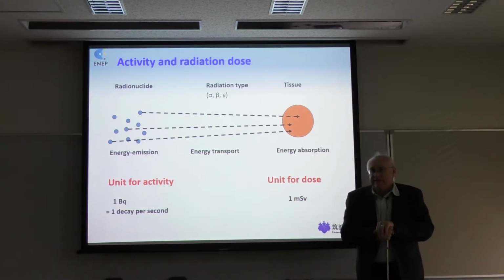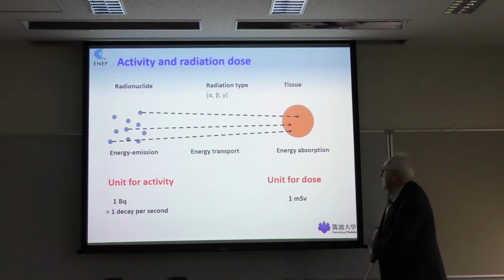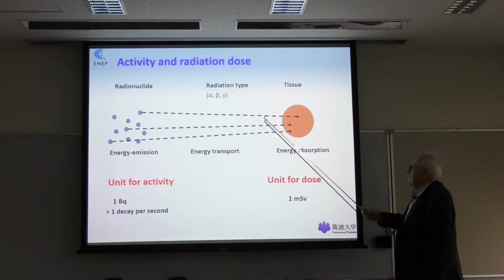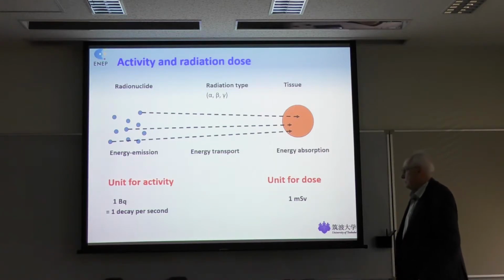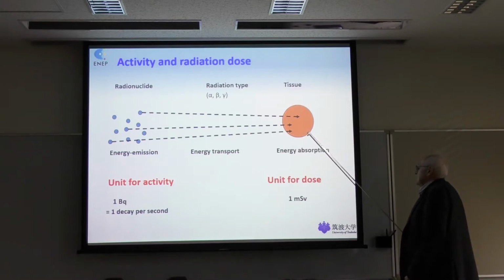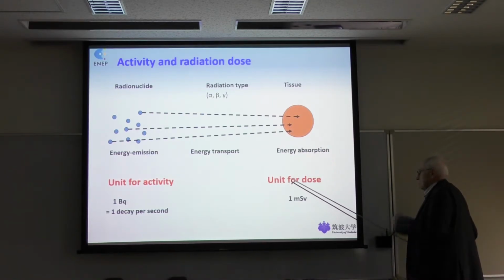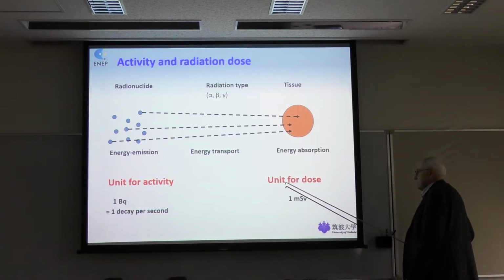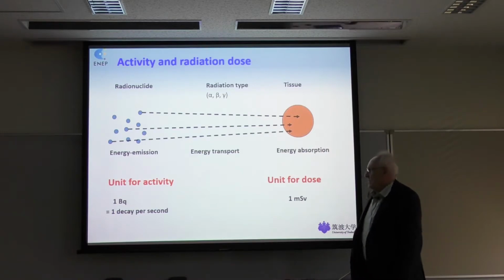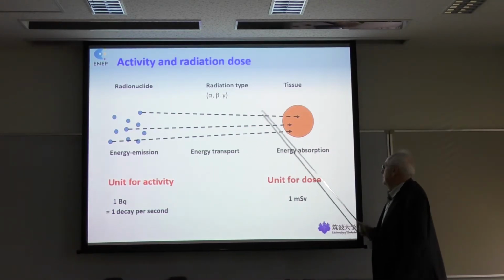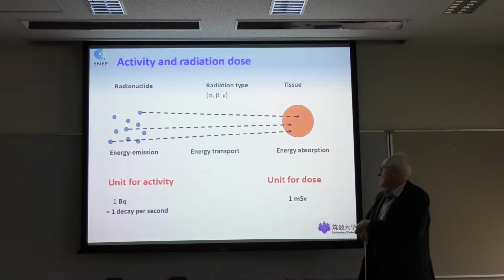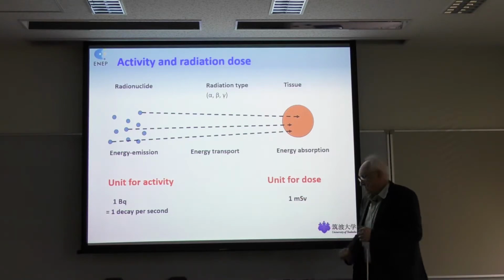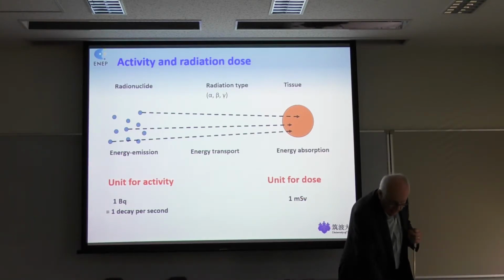However, the activity is an important quantity, but by the end of the day, we are interested in the energy which is deposited in tissue, human tissue, organs, bones, whatever. The quantity for this, for the dose, is the millisievert. So we have the energy emission, the transport, and then the energy absorption. And the energy absorption is a measure for the dose, which is quantified in units of millisievert.